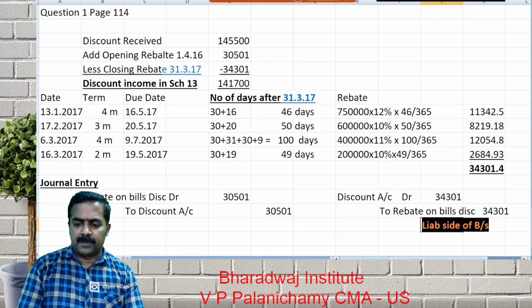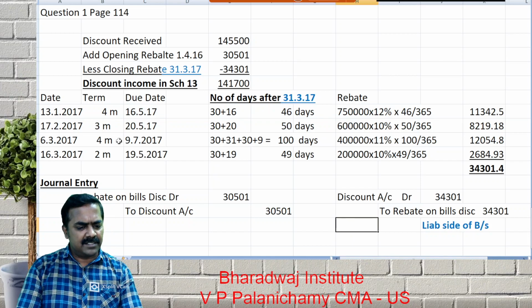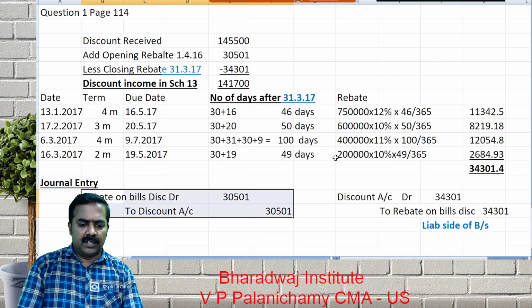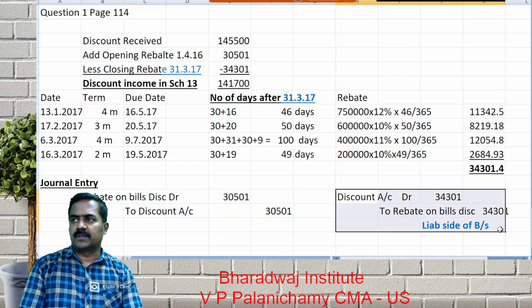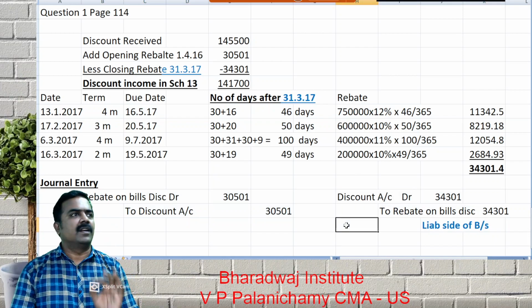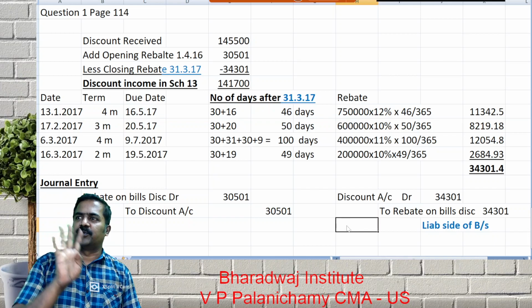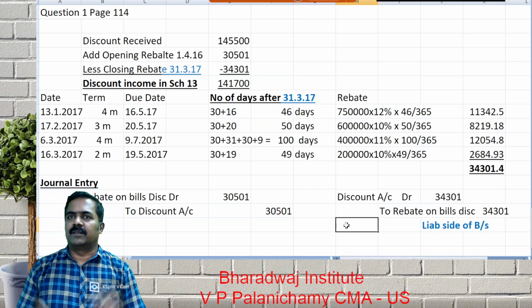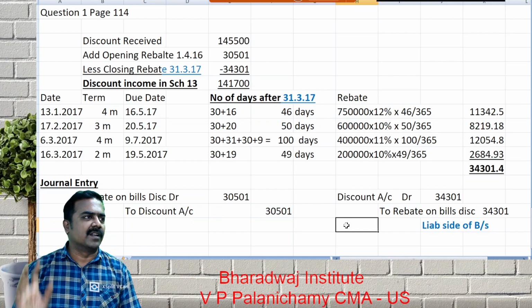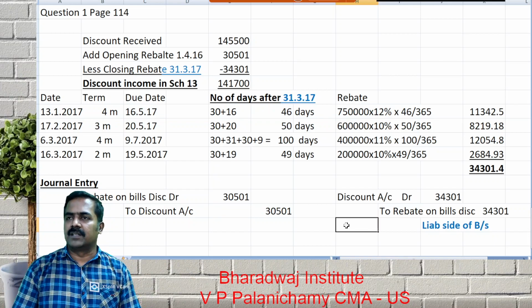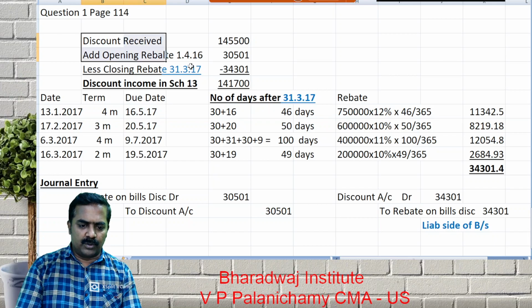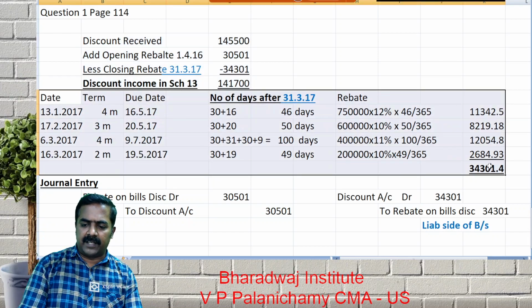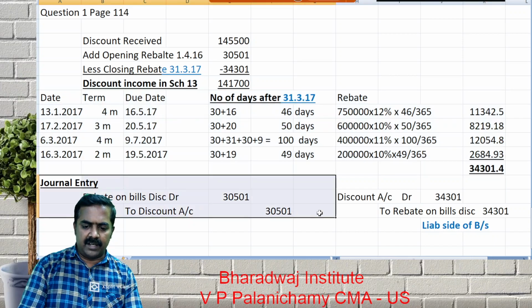So for passing the journal entry, no big logic is needed. Simple logic. Discount is an income, opening rebate is added, and closing rebate is reduced. This is the typical, most repeated question in the exam for 4 marks. They don't ask for complete final accounts. They ask only which one? Adjustment for rebate on bill discounted. If they ask for a statement, add the opening rebate, calculate the closing rebate and reduce. If they ask for a journal entry, you can do this.